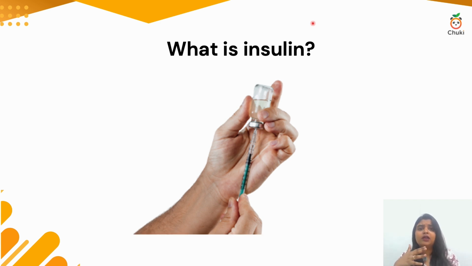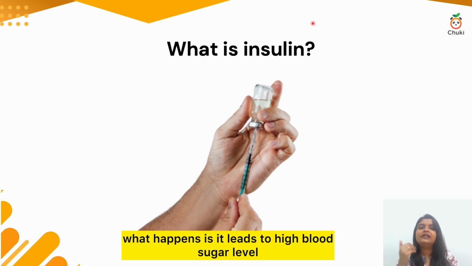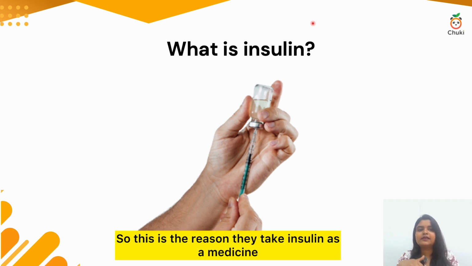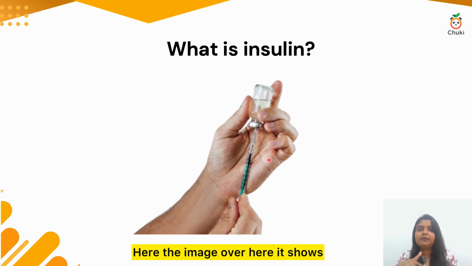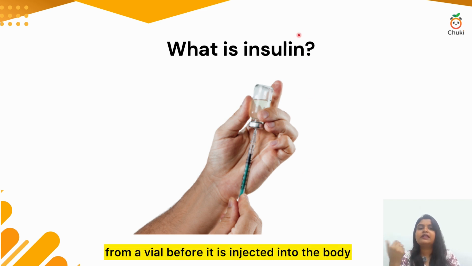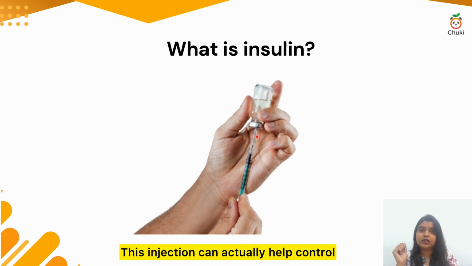Because they do not produce enough insulin, it leads to a high blood sugar level. So this is the reason they take insulin as a medicine. The image here shows how insulin is drawn into the syringe from a vial before it is injected into the body. This injection can help control the blood sugar levels and prevent the complications related to diabetes.